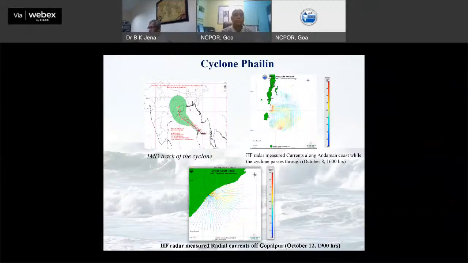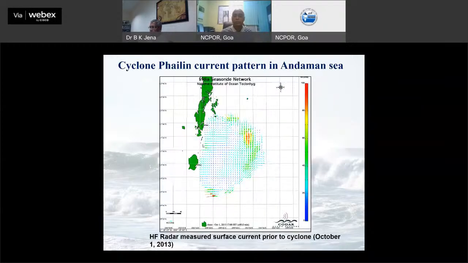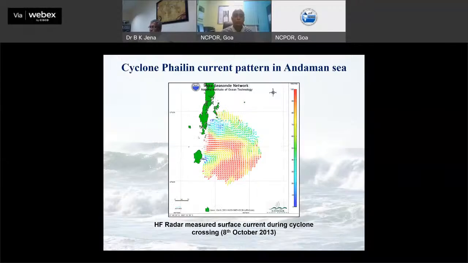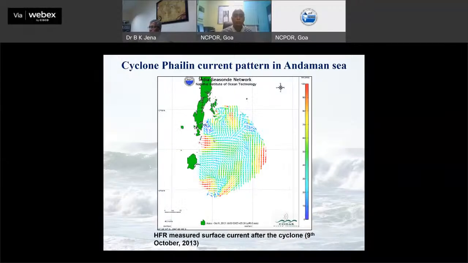This cyclone, even though it crossed here, started from the Andaman. So the Andaman current pattern has been changed. I will show you here. You see, this is before the cyclone, during the cyclone and after the cyclone.